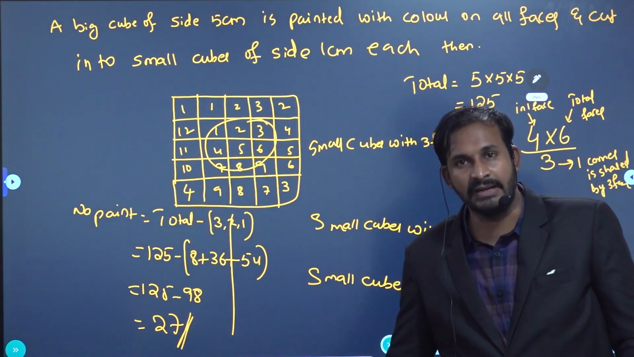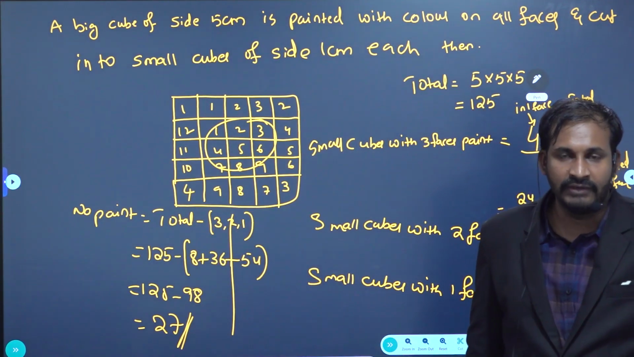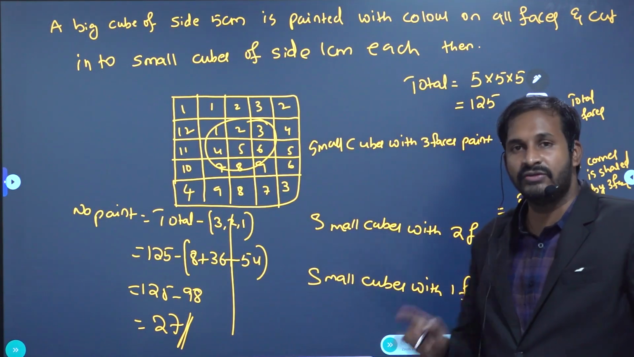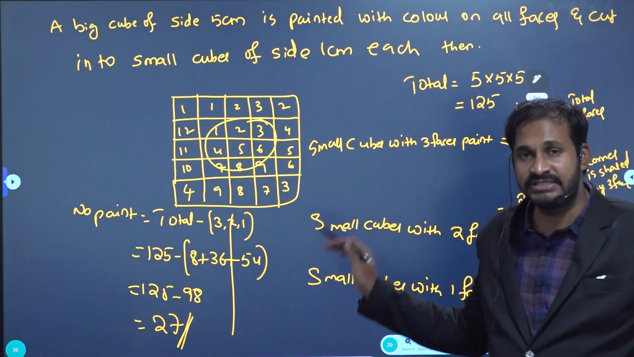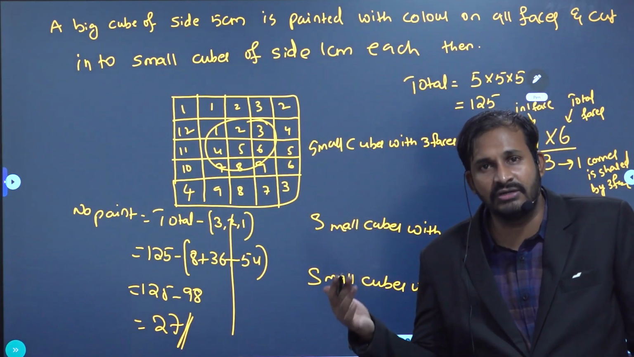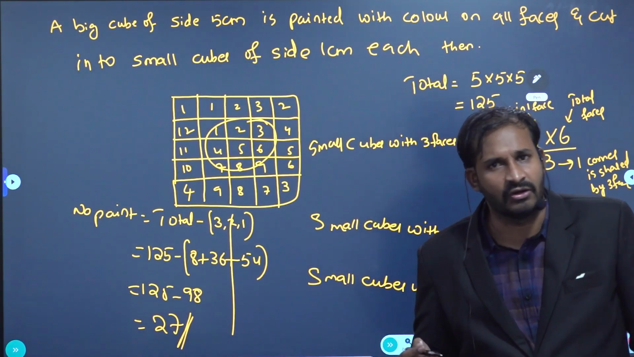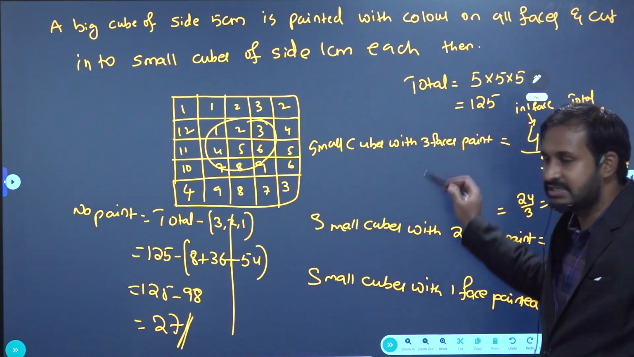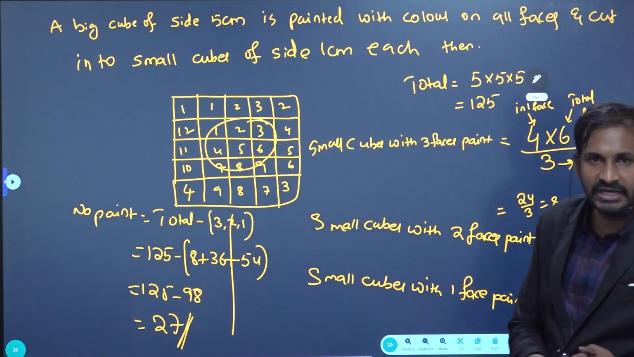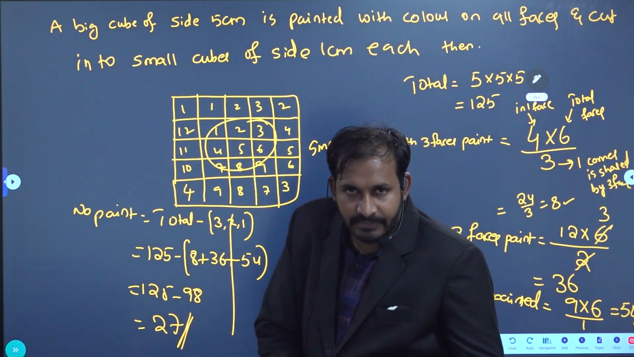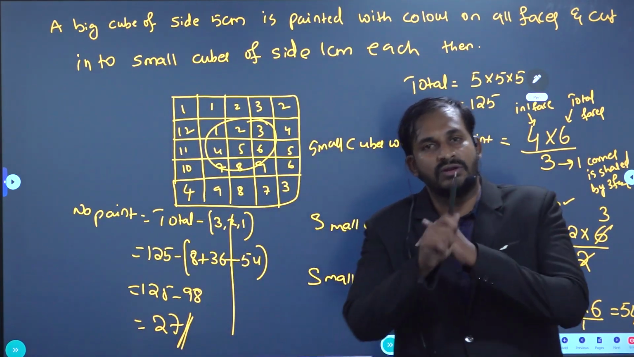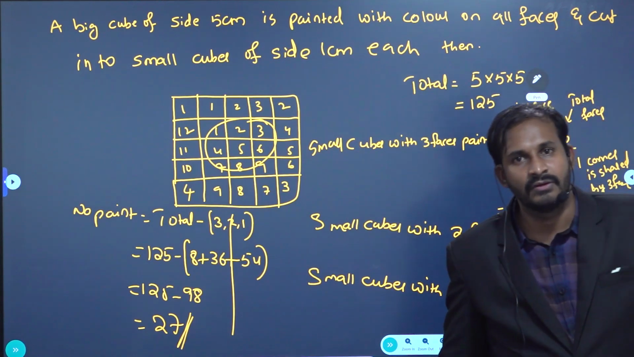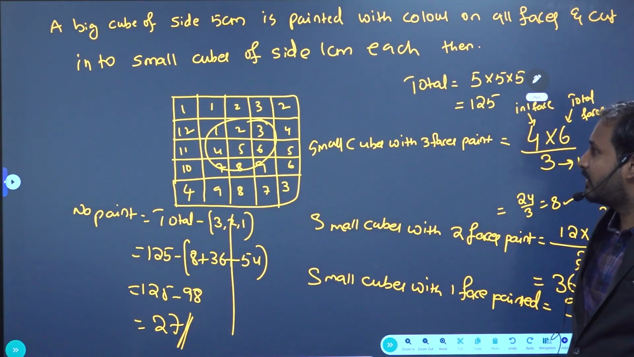Because it is a time taking one. If you are really good, if it is painted with only one color, this is the understanding. If you are really good by understanding this, you can solve for the two alternate colors painted and all those things. But the concept remains same. Corner cubes will get paint on 3 faces, edge cube will get paint on 2 faces, face cube will get paint on 1 face, and the middle cubes will not get paint at all. Okay, this is the concept of cubes.